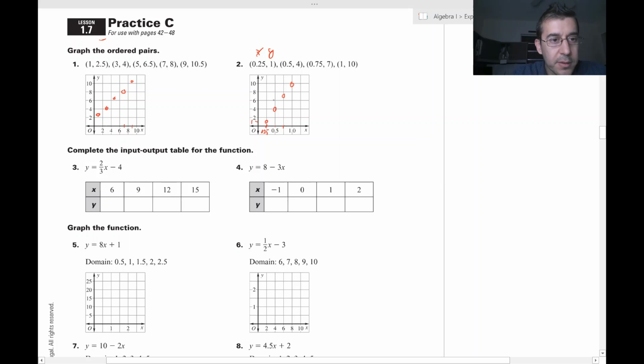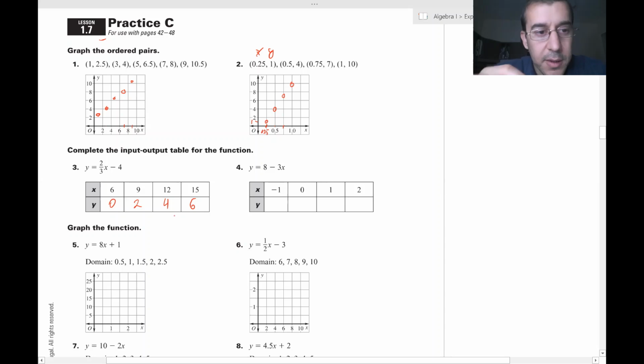Number 3, complete the input-output table for the function y equals 2/3 x minus 4. So when x is 6, 2 times 6 is 12, divided by 3 is 4, minus 4 is 0. When x is 9, 2 times 9 is 18, divided by 3 is 6, minus 4 is 2. When x is 12, 2 times 12 is 24, divided by 3 is 8, minus 4 is 4. When x is 15, 2 times 15 is 30, divided by 3 is 10, minus 4 is 6.